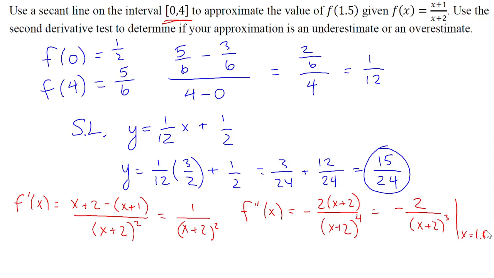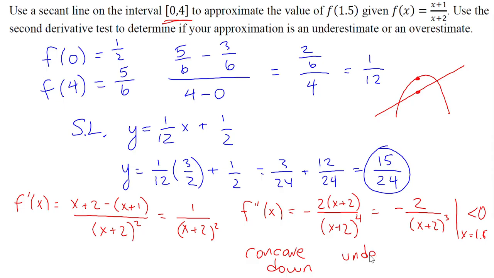If I put in something like 1.5, that denominator is clearly going to be positive, so I have negative 2 divided by a positive, which is obviously going to be less than 0. It doesn't really matter what the value is. It is less than 0, which tells us that the function is concave down. And when you have a function that's concave down and you've used a secant line to approximate the true value, you can see that the true value of the function is above the secant line's approximation, so we've got an underestimate.